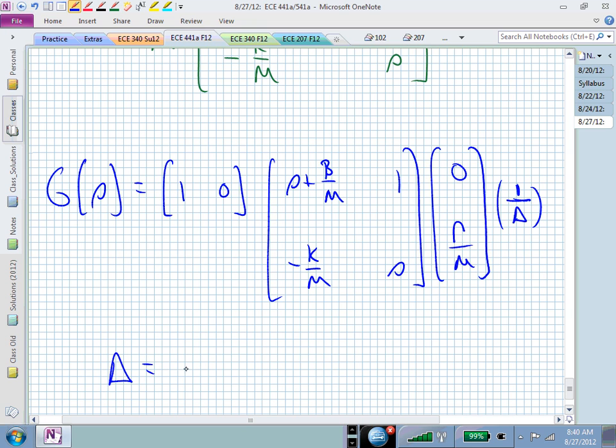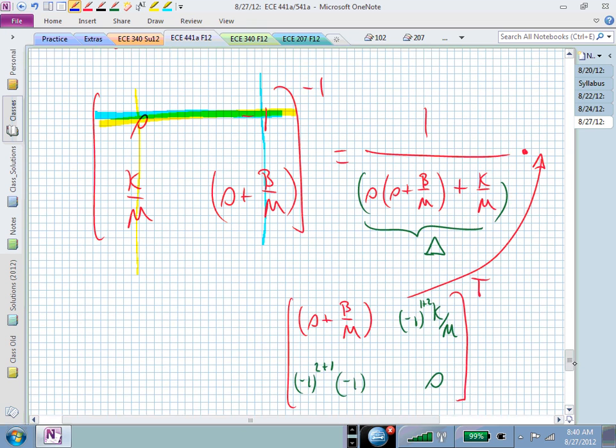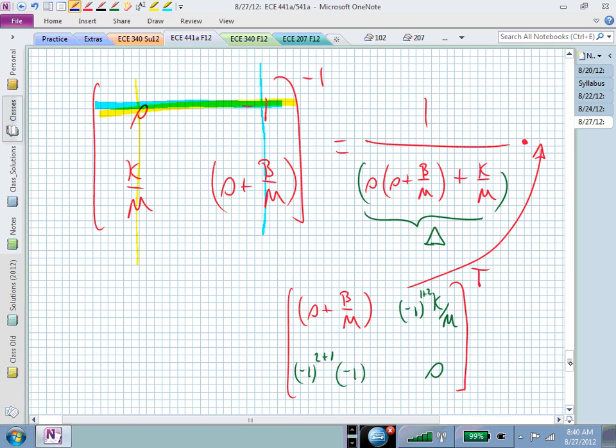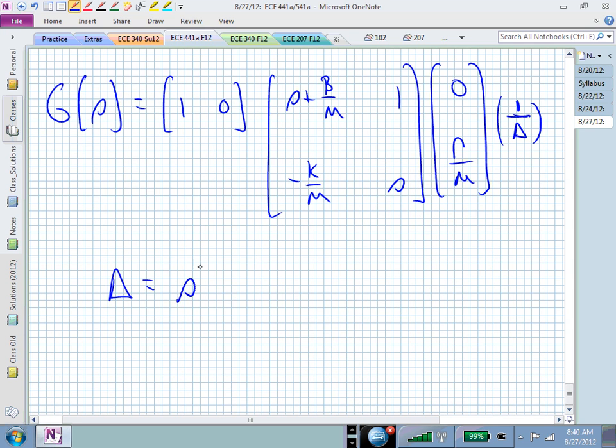Remember, delta was this piece right there, which was s squared plus B over M s plus K over M. So that's now s squared plus B over M s plus K over M. And now you decide how you want to multiply this. I now have 3 matrices to multiply. I can multiply the first times the second and then the third, or I could multiply the second and third and then the first. It doesn't matter.